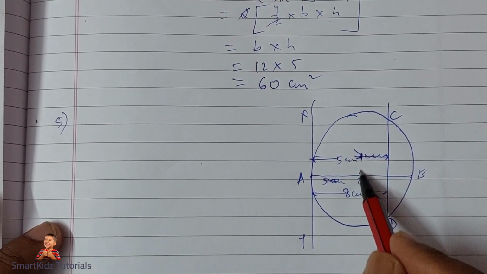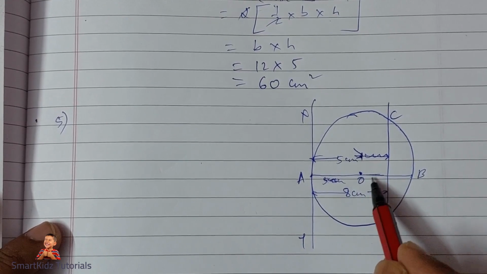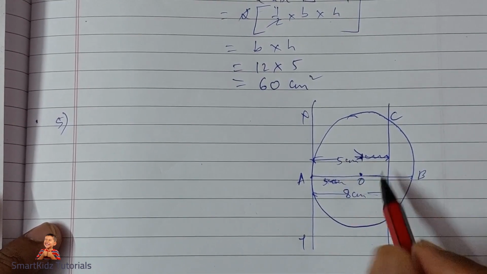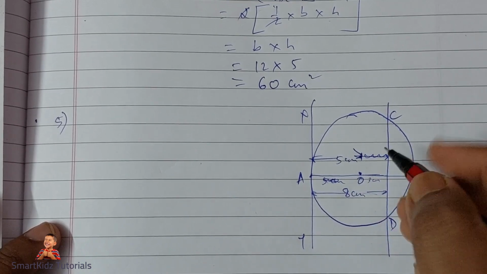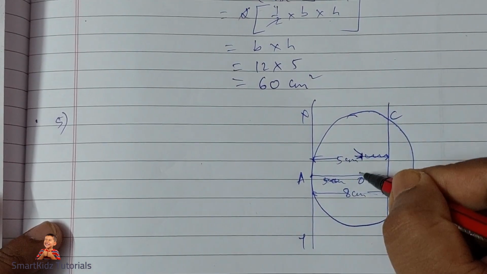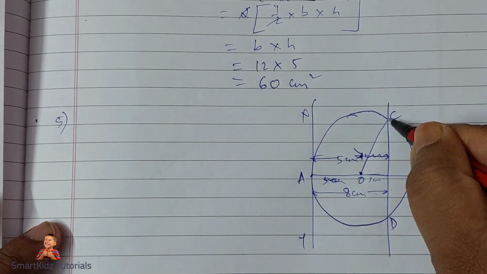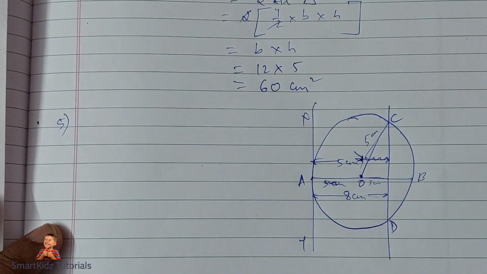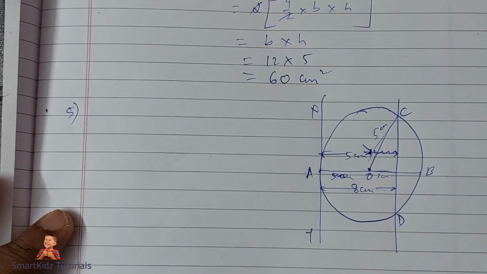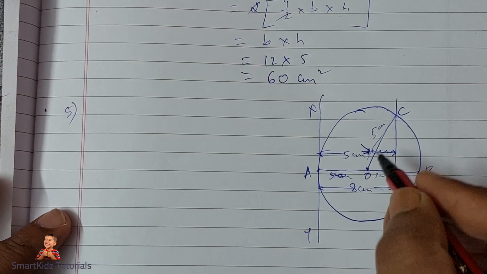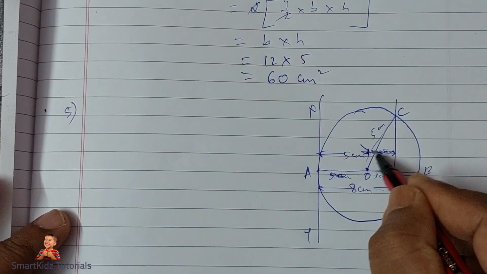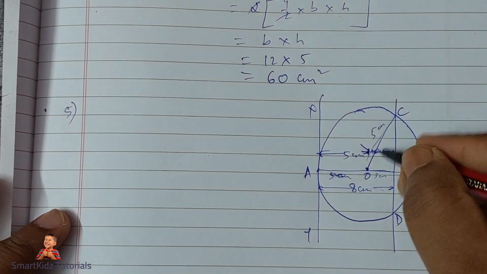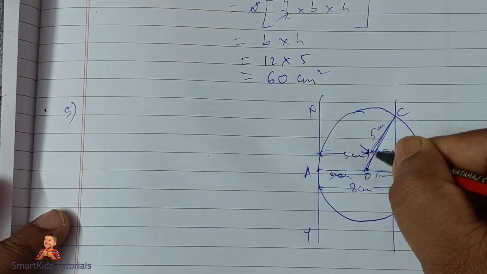That means this part will be 8 minus 5. So this will become 3 centimeters. And we can draw a radius from here to here. Now radius is 5 centimeters. I hope you can understand this. I'll just cancel this part. Don't worry about this part. This is the radius from here to here.